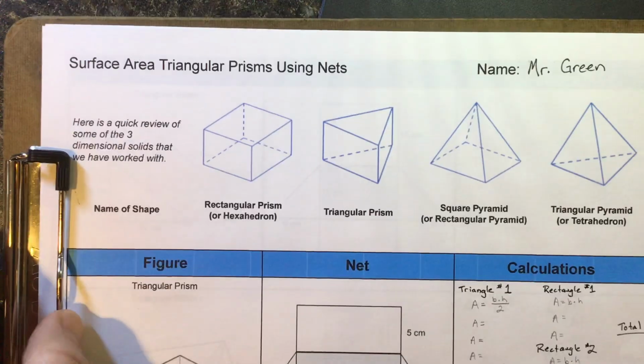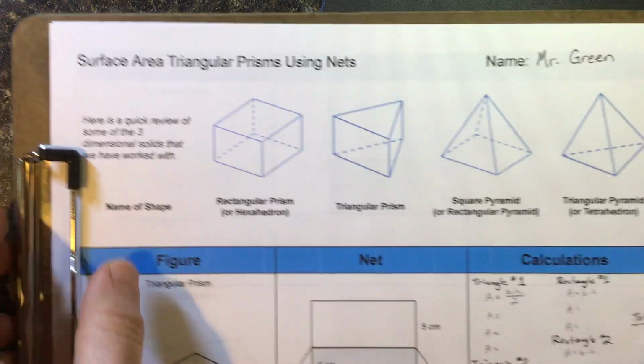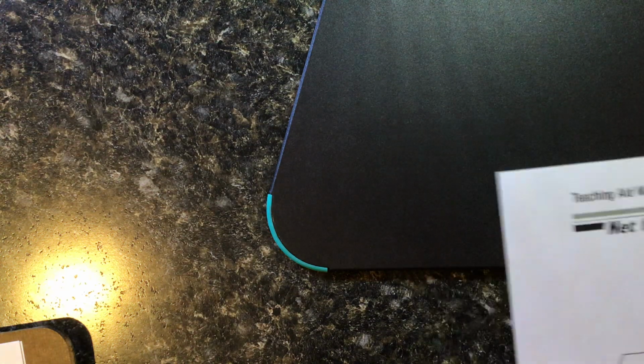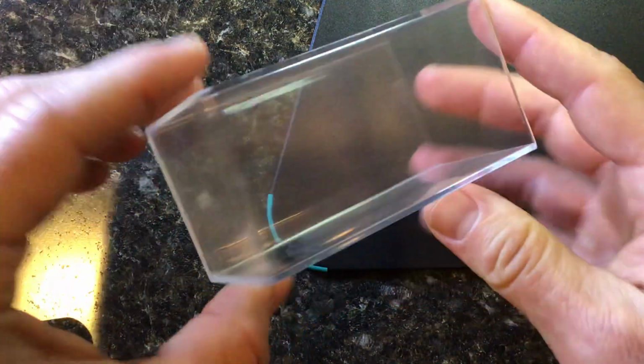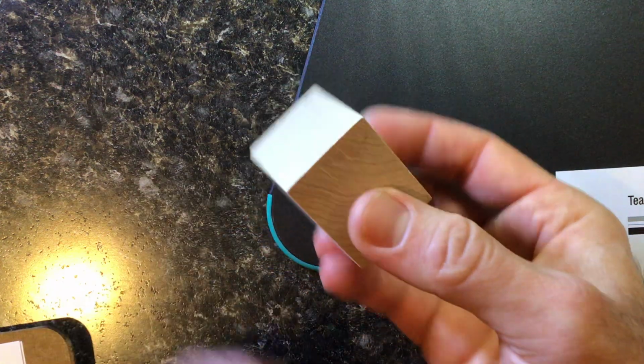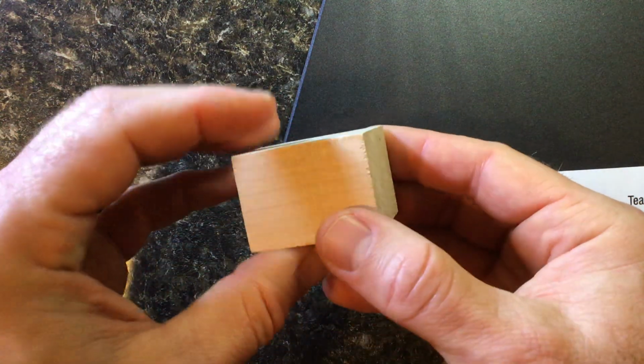Okay, so going back before we get to the triangular prisms, I'm going to remind you what we did with a rectangular prism last week. We had shapes like this, right, or something like this, where we decided it had faces that were all rectangles.